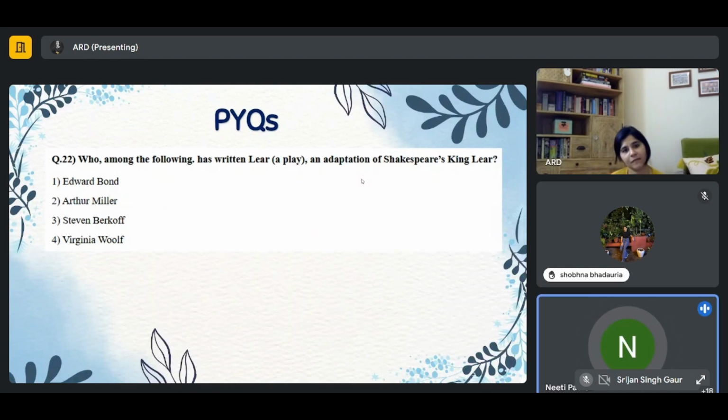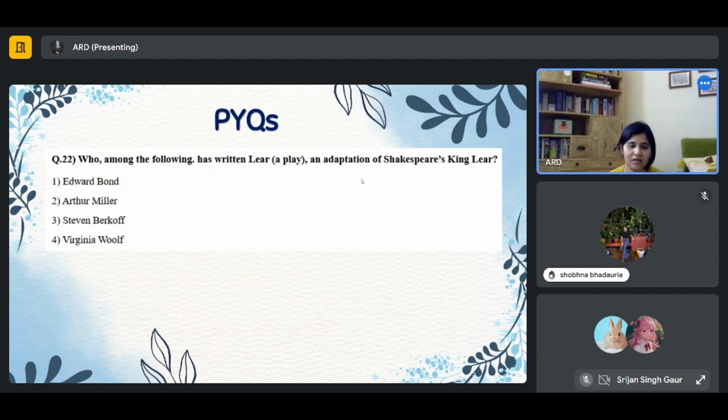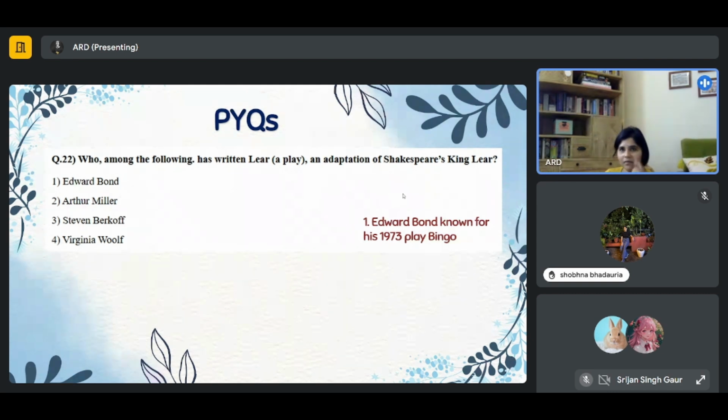So who out of these playwrights has done a post-modern adaptation of Lear? Third option, maybe. A wild guess. Stephen Berkoff. Okay, it is Edward Bond. Do you guys know Edward Bond? He's known for Bingo. Bingo is a biographical play, a reimagination of Shakespeare's life. He has done a sort of study on Shakespeare. He does reenactments, reimaginations of his plays, and Shakespeare's life is reenacted in the play Bingo.